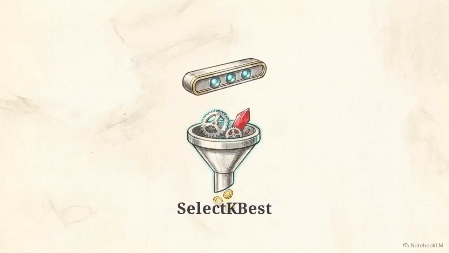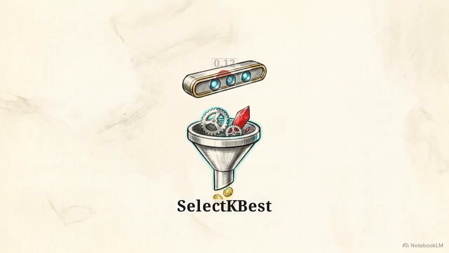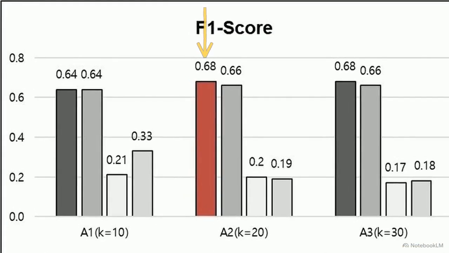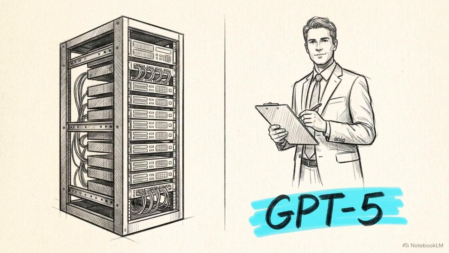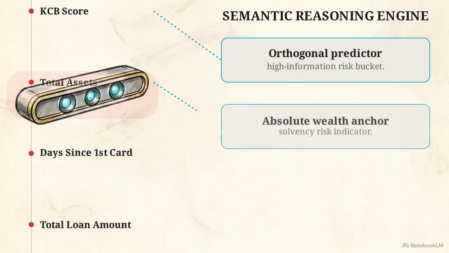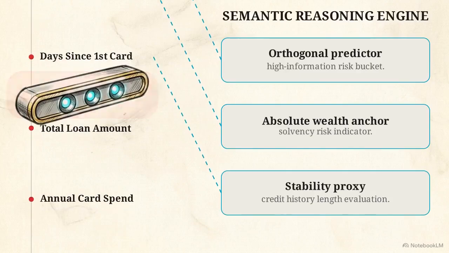The control group used a Select K-Best filter, which ranks features strictly by how much information gain they provide regarding the target variable. This chart details the resulting F1 scores. The mathematical baseline maxed out its predictive performance at a subset of 20 variables, hitting an F1 score of 0.68. For the experimental track, researchers prompted an LLM, specifically GPT-5, to act as a senior credit risk analyst. It was instructed to step through the variables and select them based on their financial definition and logical utility.